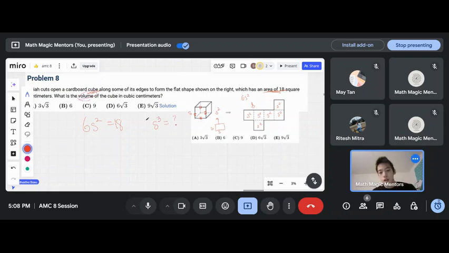With this idea in mind, we don't actually need to solve for s. Of course, you can solve for s and then cube that, but we can use some algebra to get s cubed by itself. Because 6s squared equals 18, we can divide by 6 on both sides. That gives us s squared equals 3. And look what we can do here to get s cubed: we can raise both sides to the 3/2 power.